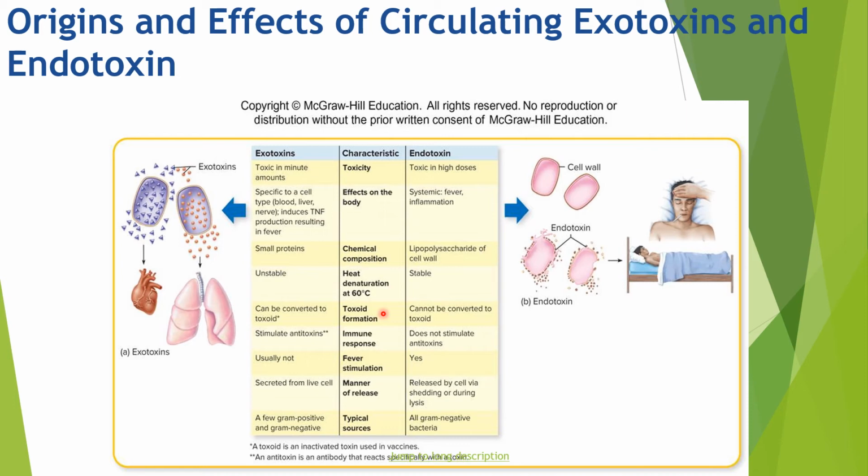In terms of toxoid formation, so what is a toxoid? A toxoid is basically an inactivated toxin. And exotoxins can be converted to toxoids. So they take the exotoxins, expose them to certain chemicals, like iodine, for example, bleach, etc. And what these chemicals do is inactivate the exotoxin. Then they will take that inactivated exotoxin, which you can now refer to as a toxoid, and they can actually use it as a vaccine.